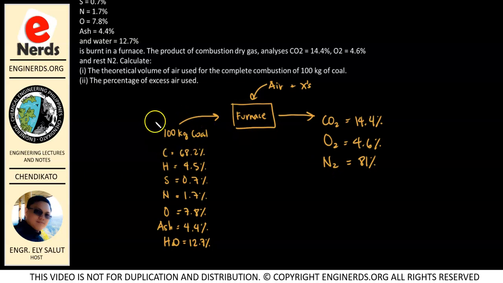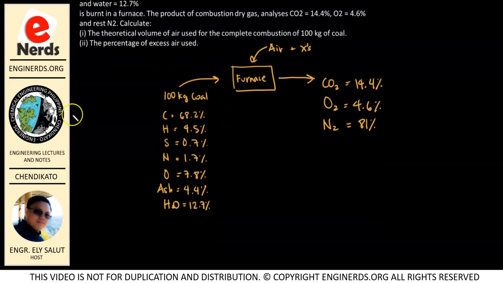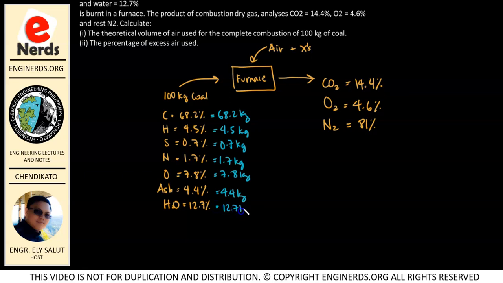Now, since given ang ating weight ng ating coal, so therefore, we can determine yung weight ng ating mga components dito. Okay, so, para hindi na tayo mahirapan pa, no? Sulat na natin dito yung mga weight natin. Carbon is 68.2 kg. Hydrogen is 4.5 kg. Sulfur is 0.7 kg. Nitrogen is 1.7 kg. Oxygen is 7.8 kg. Ash is 4.4 kg. And water is 12.7 kg.